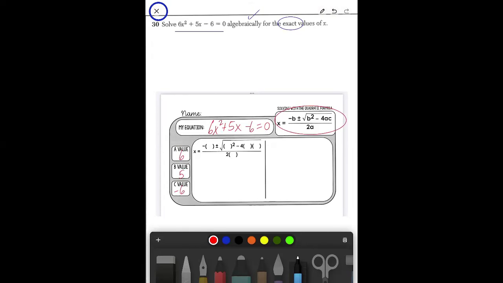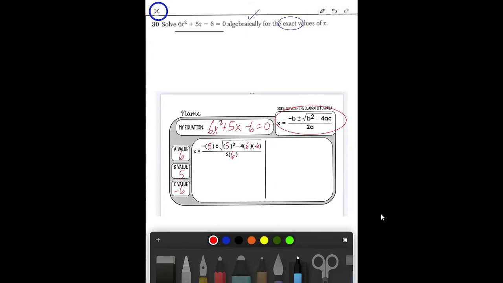I'm going to take the formula, and where you see the letter, I'm going to plug in the number. So this one is going to be 5. This is also going to be 5. The a term is 6. The c term is a negative 6. And then the a term down here is 6. Now, if I go to the calculator and try to do this, I'm going to get a decimal. And they don't want a decimal. They want you to leave it as a fraction. So let me show you what I mean.